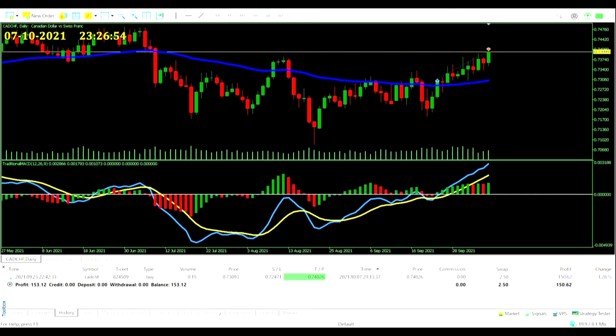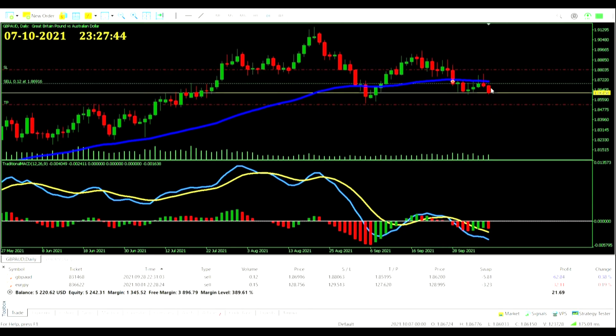Day 29, and we have managed to take profit on our CAD Swiss franc trade. $150.62 plus $2.50 on the swap. Not all bad. There's the trigger there. It is right up towards the high of the day, but we don't mind. We've taken all the money we can from this one. Now I have to wait for another signal to come. Our other 2 trades are still going.